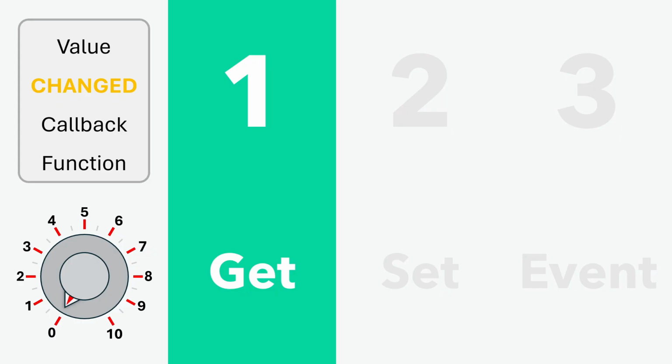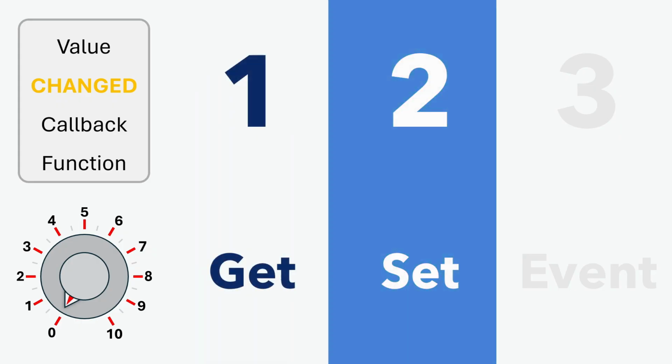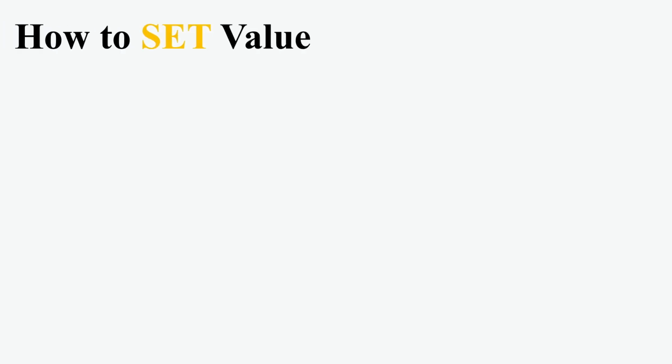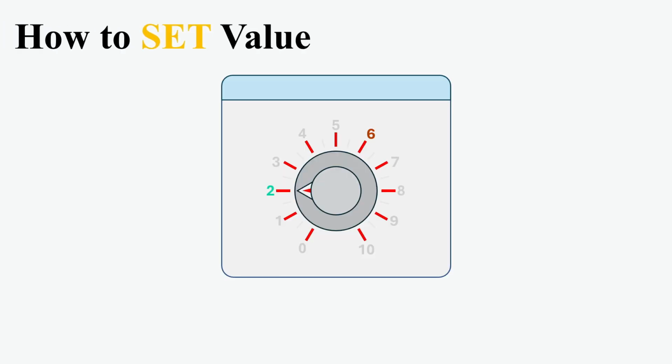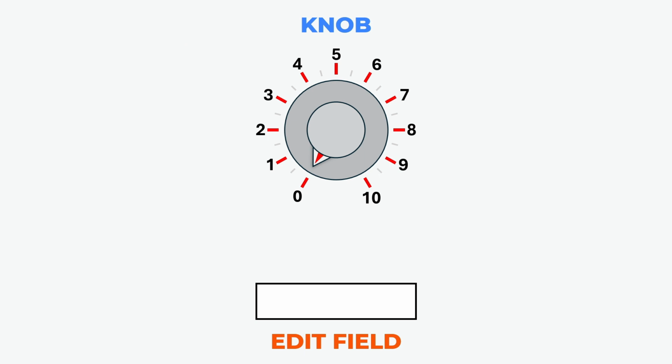Okay, we have seen how to get the value. Now let's look at the second example. So how can we set the value of the knob? For example, right now the knob value is 2 and we want to set the value to 6. For this, we have to write app.knob.value is equal to 6 and we will see the value is set to 6. Now we have the knob component and edit field component, but this time we are going to get the value from edit field and set the value in the knob.